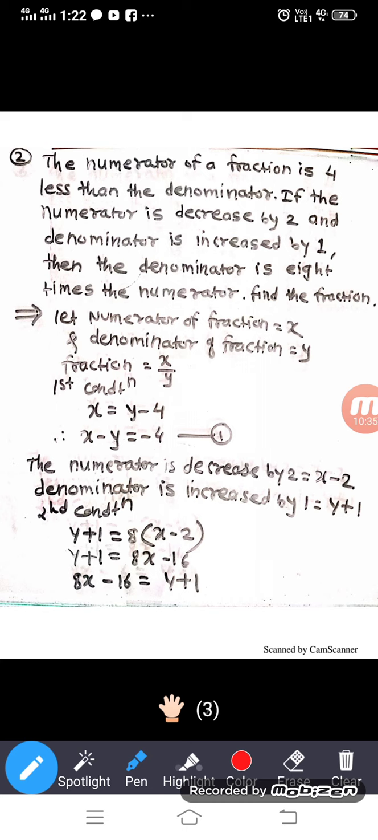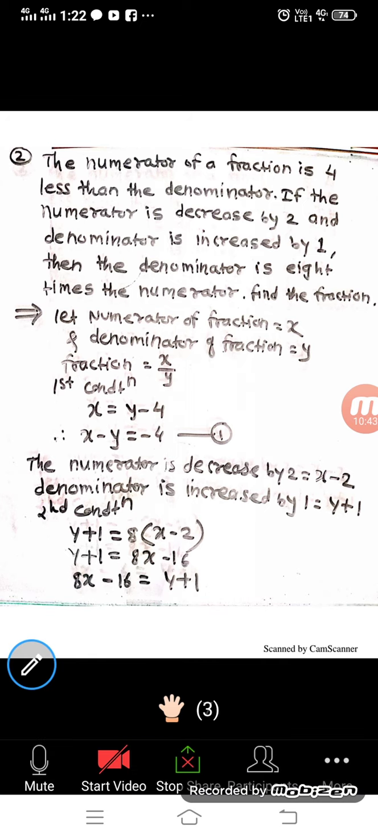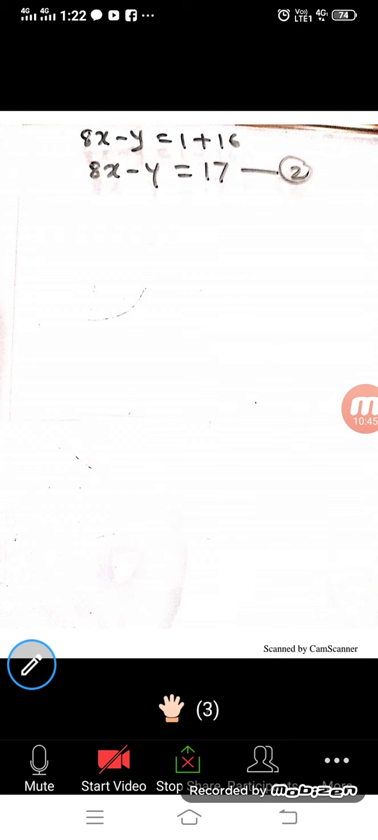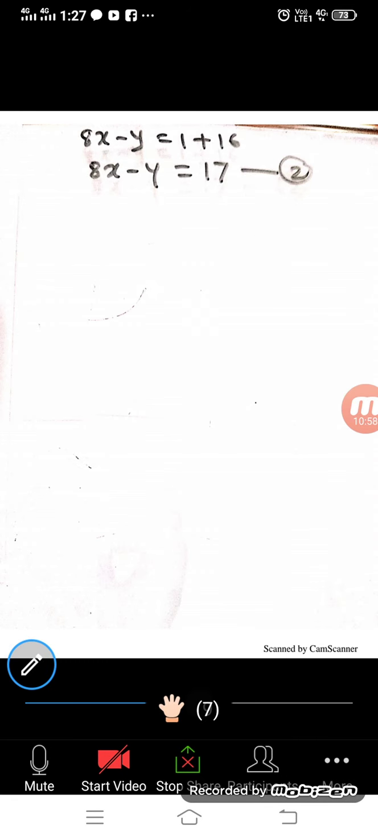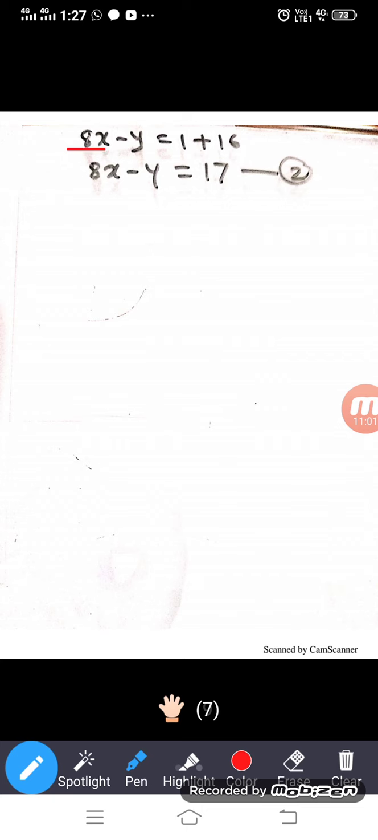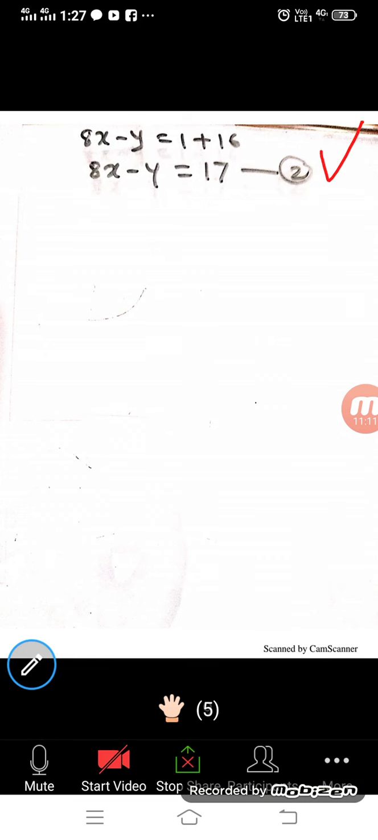Then the minus 16 goes on this side, we get plus, and plus y goes on this side, we get minus. Then we get 8x minus y is equal to 1 plus 16. 16 plus 1 is 17. Then 8x minus y is equal to 17, equation number 2.